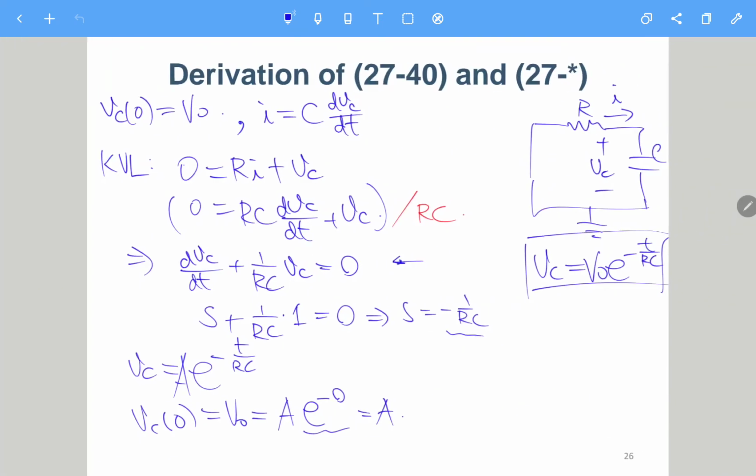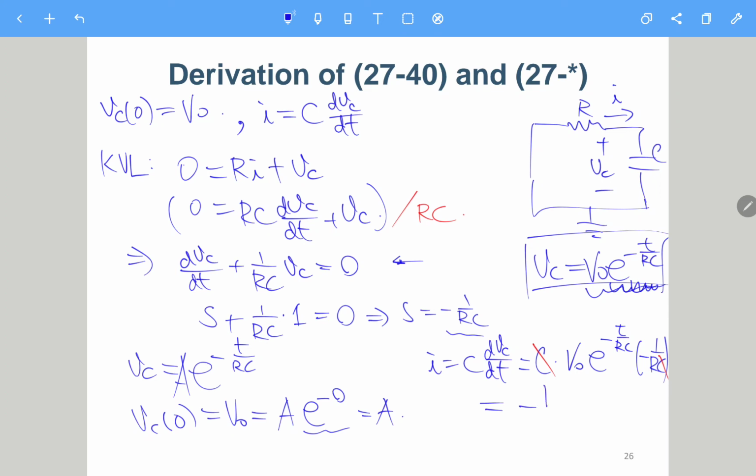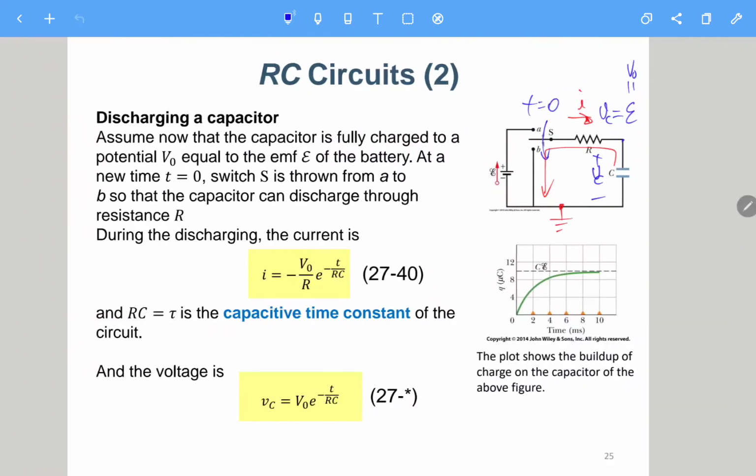And then for the I, we can calculate it as I equals C dVC/dt. In this case, we take the derivative of this one. So C times V0, and then the derivative will be exponential to negative t over RC, and with the chain rule, we take the derivative of the exponent, so it is negative 1 over RC. Finally we can cancel this C with this C. So finally it becomes negative V0 over R exponential to negative t over RC. So this one is actually the same as this one.